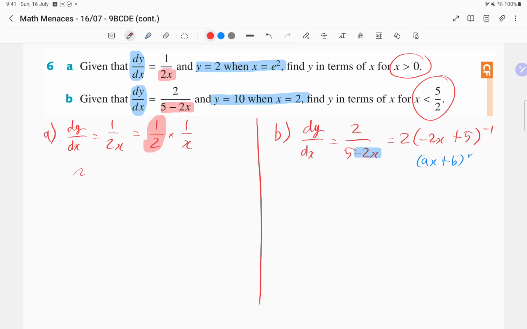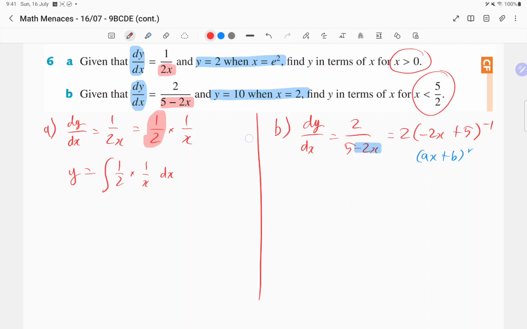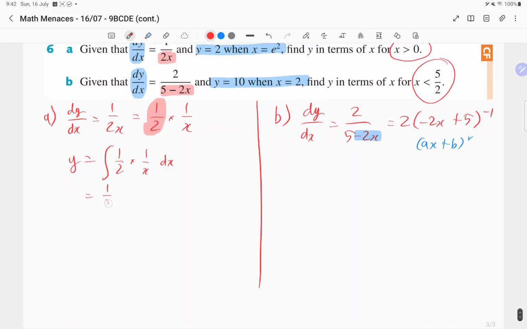Okay, so on the left hand side, I can easily write y equals the antiderivative of 1/2 times 1 over x dx. And when you have a constant factor, you can just take that out of the antiderivative. So you're simply antideriving 1 over x, and 1 over x antiderived you get? 1/2 ln x. Yeah, 1/2 ln x, very good, plus c. Okay, so that is a little bit different from this one here.